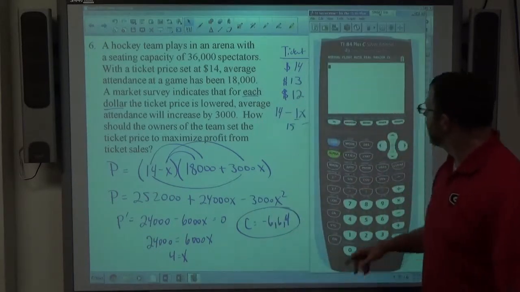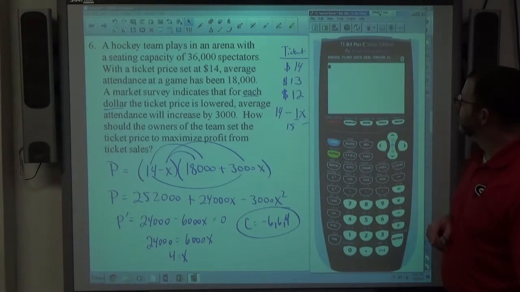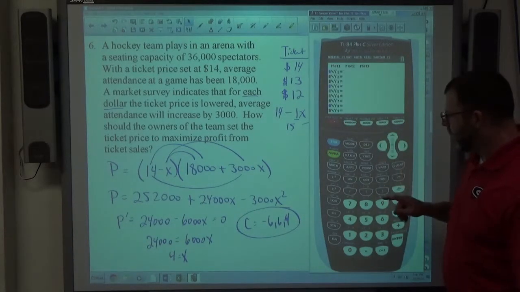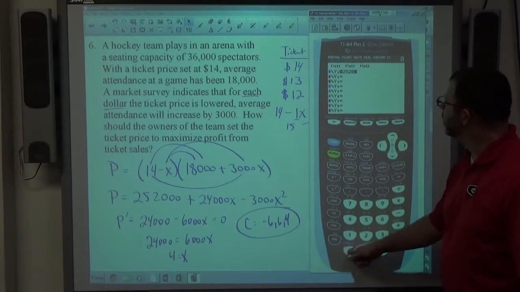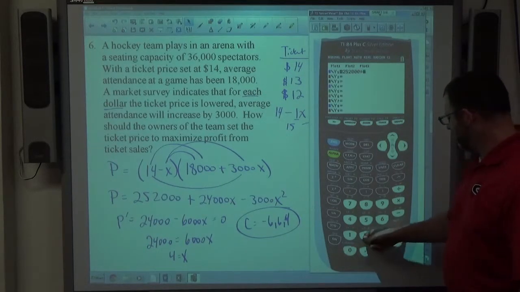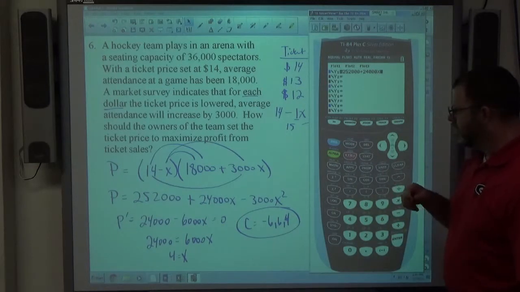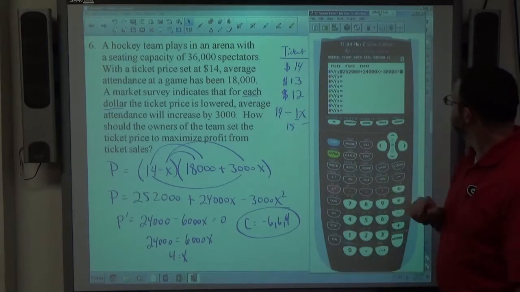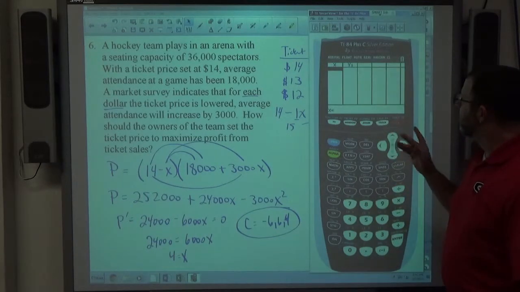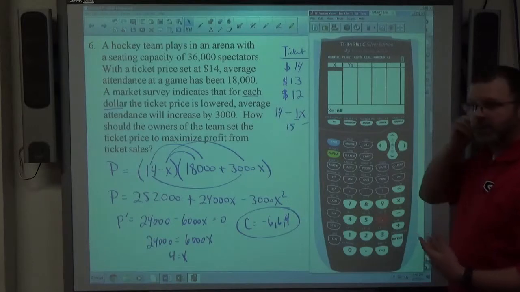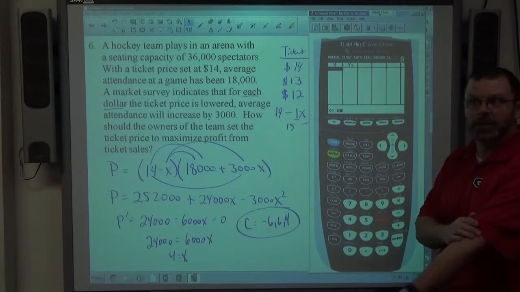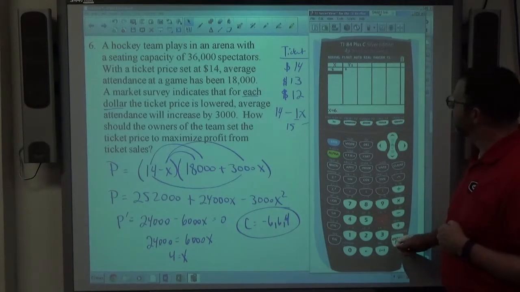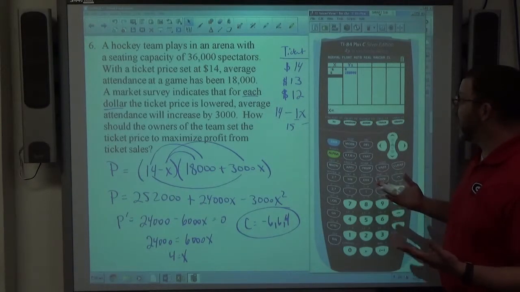So I come over here to my y equals, there we go, and type in 252,000 plus 24,000x minus 3,000x squared. Okay. My first number, negative 6, again, we're assuming we're going to lose 3,000 for every dollar we go up. We should be getting 0 profit off of that. If we go up to positive 6, we're getting $288,000.